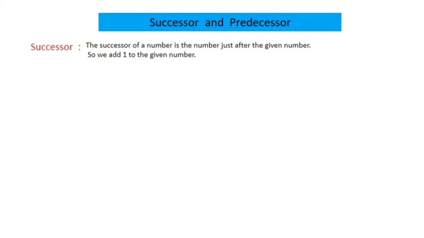Let us take one big example: 400. What comes after 400? 401. How did 401 come? 400 plus 1 becomes 401. We are adding 1 to the given number. Let us take an example. The successor of 4,56,723. When we add 1 to 723, the 3 will become 4. So your answer is 4,56,724.